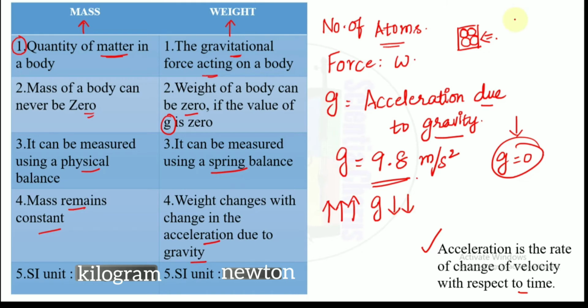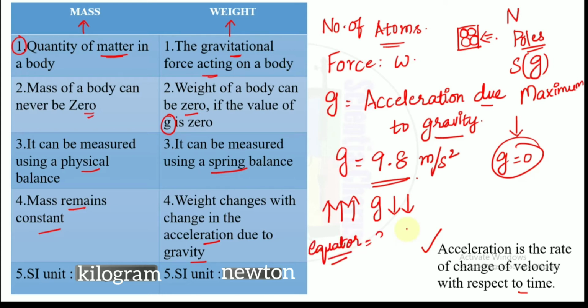So near the poles, near the north pole and the south pole, the value of g is maximum. So if the value of g is maximum, the weight also will be maximum. And if you see near the equator, the value of g is minimum. Weight will be differing, that also will be minimum.